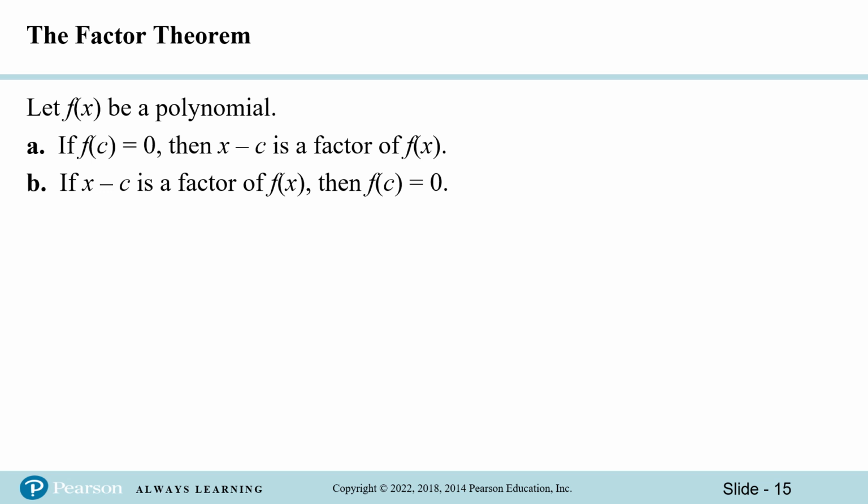Okay, what about the factor theorem? The factor theorem says that if we plug in a constant and end up with 0, then x minus that constant is a factor, and vice versa. So if x minus a constant is a factor, then f of that constant equals 0. Okay, let's see what we mean with an example.